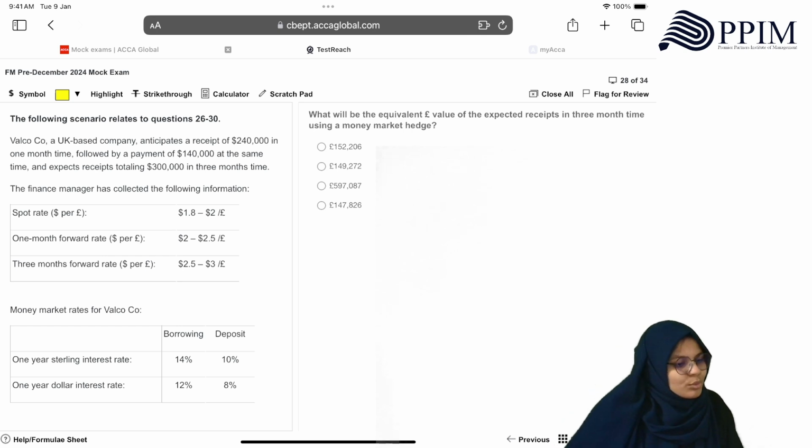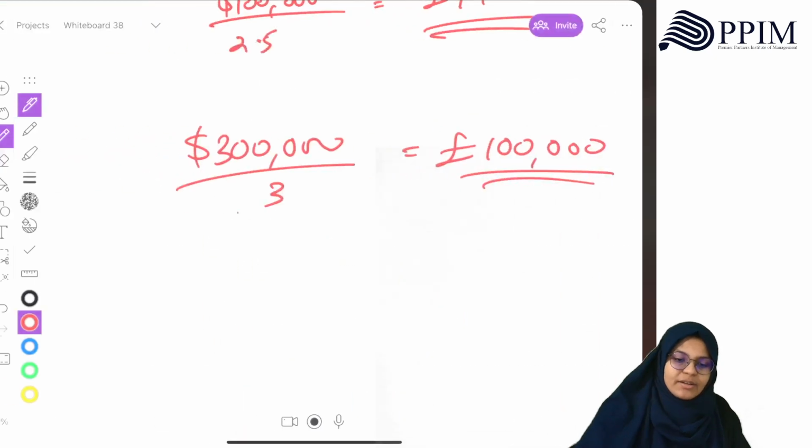Section 2. Correct. Okay, so let me also do the money market hedge quickly. It's a receipt of 300,000, right?